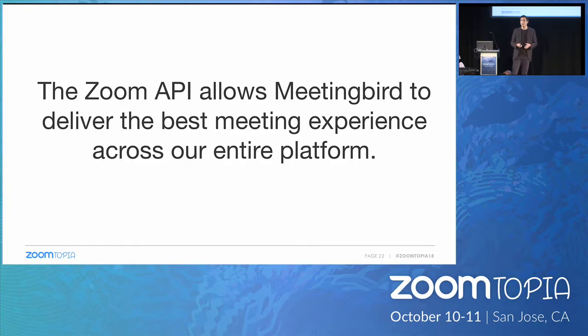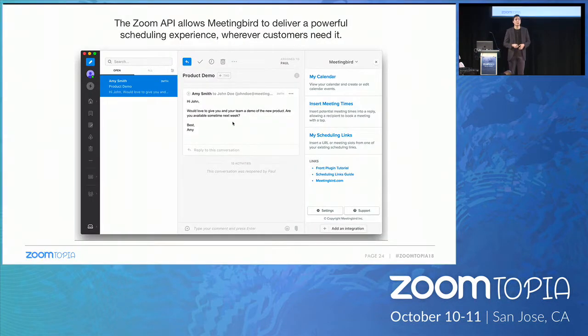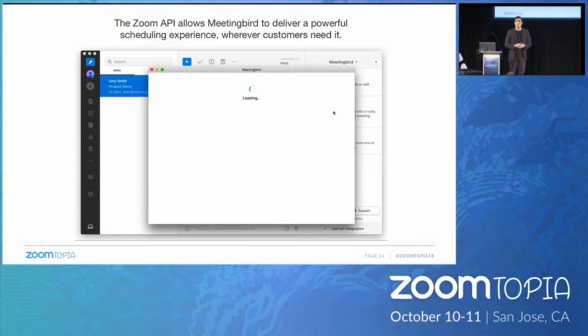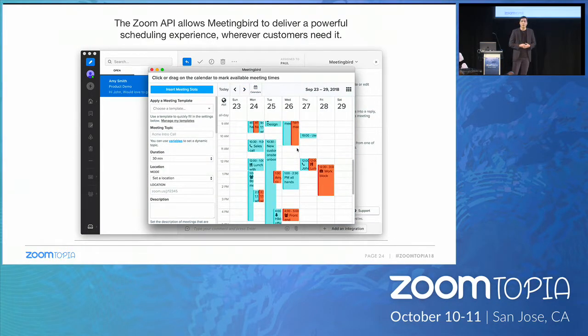To show you that, I'd love to run through a quick demo, and we'll take a look at the MeetingBird integration in Front. So I've got an email here from Amy Smith asking if I'm free sometime next week for a demo of a new product. And what I'd like to do is just suggest a few available meeting times for Amy to choose from. So I'll use the MeetingBird sidebar here to click Insert Meeting Times. And from here, I've got a week view of my calendar where I can just drag on any available times that I'd like to share with Amy.